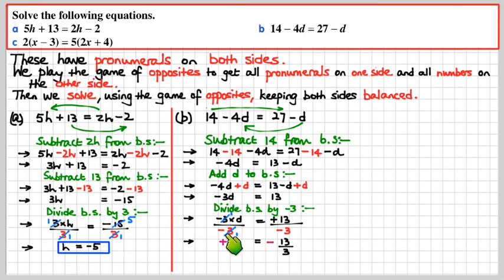Now, look. You see how you've got a minus here and a minus there. The signs are the same. So that gets us, when the signs are the same, the answer is plus. When the signs are different, the answer is minus. So that gets us a plus D is minus 13 over 3.